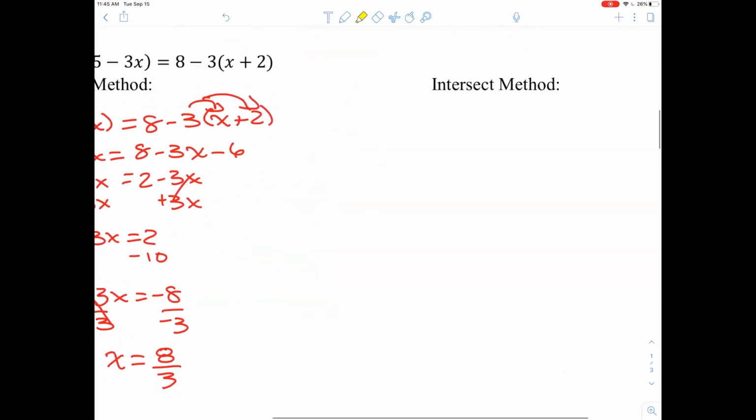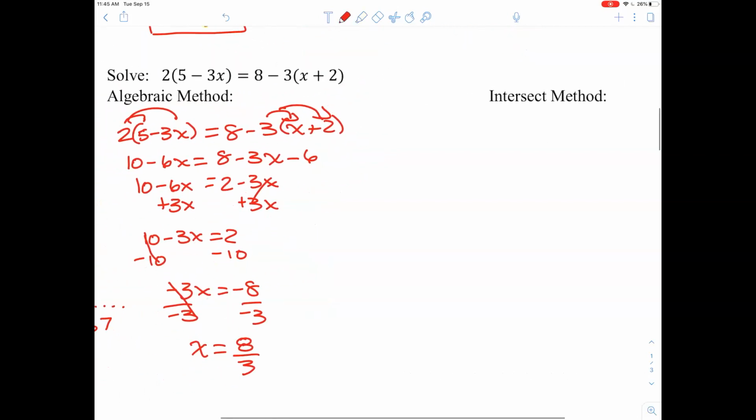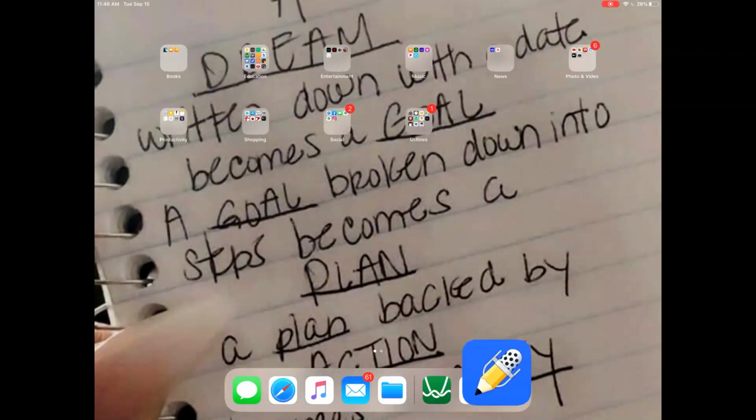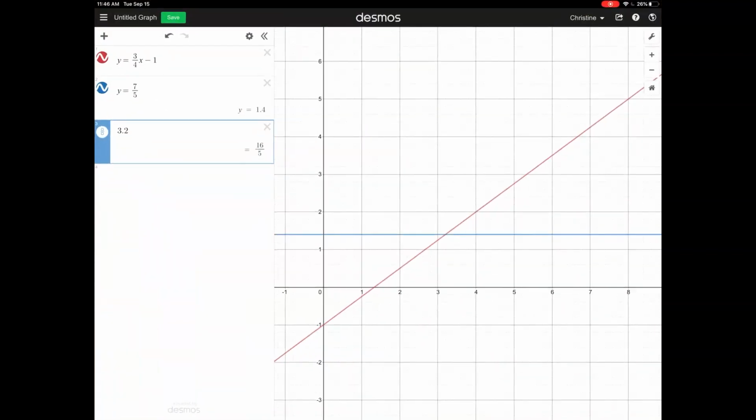Okay? So the intersect method just says, all right, that's algebra, we already know how to do that. So let's take the left side of the equation and type it in. Y equals 2 times 5 minus 3x. Also, please don't simplify that before turning it in. Don't do this and plug in 10 minus 6x. Don't do that. Just type it in exactly how it is. Right side, type in y equals 8 minus 3 times x plus 2. Exactly how it is. Okay, so we'll go to Desmos and let's see what we get.